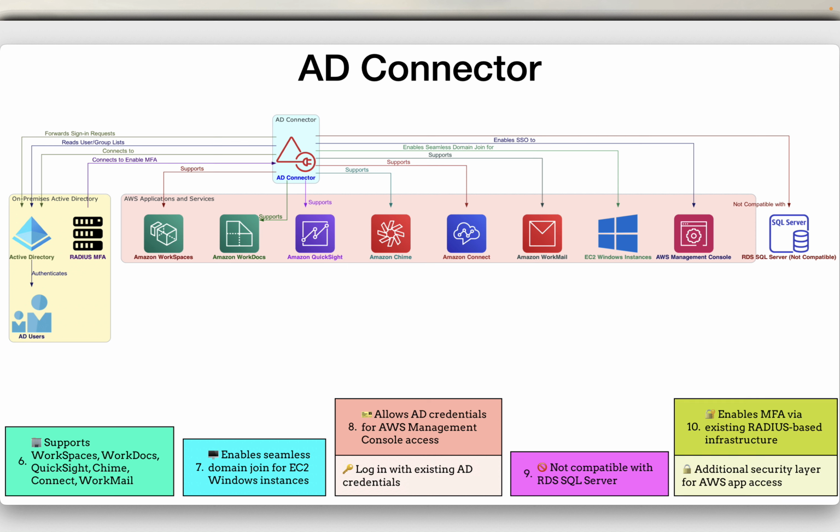You can also use AD connector to enable multi-factor authentication (MFA) for your AWS application users by connecting it to your existing Radius-based MFA infrastructure. And this provides an additional layer of security when users access AWS applications. So this was all about AD connector. This was the second option. So you just have your on-premises AD and you use a proxy service in AWS, which is connecting to your on-prem AD.